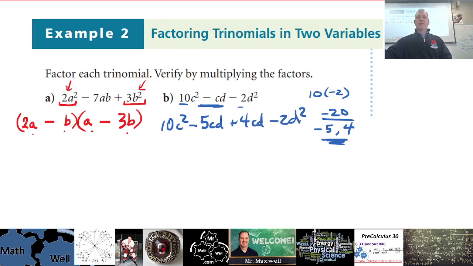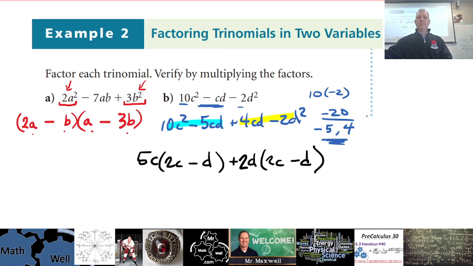Okay? Factor by grouping. That group. So this one's going to be what? 5C. That's going to be 2C minus D. This one's going to be a, let's try plus 4D. This is going to be 2C minus, oh wait, sorry, not 4. I need a 2. 2D. So that's going to be 2C minus D. And yes, we do have the same factor here.